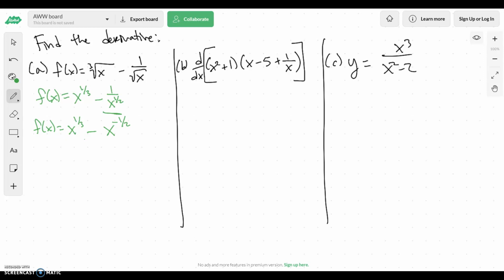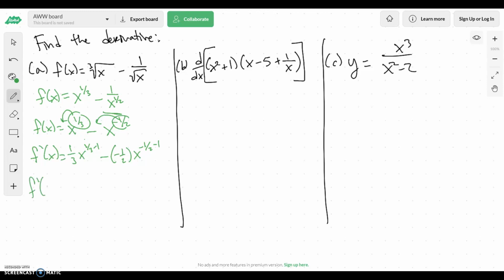Okay, so these are not the derivatives yet. Now we're going to take a derivative. So f prime of x is equal to, okay, now let me move the 1/3 over. So this is going to go to the front. 1/3 x to the 1/3 minus 1 minus, now I'm going to take the negative 1/2 over, and then I'm going to subtract by 1, x to the negative 1/2 minus 1.